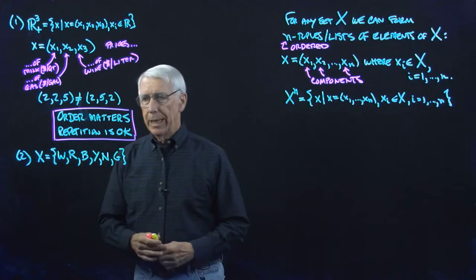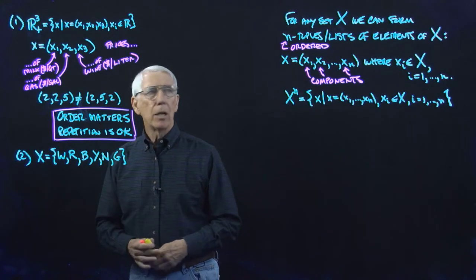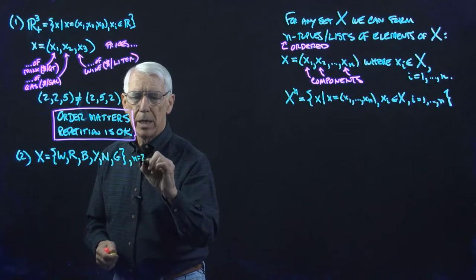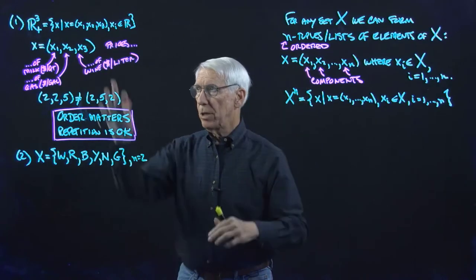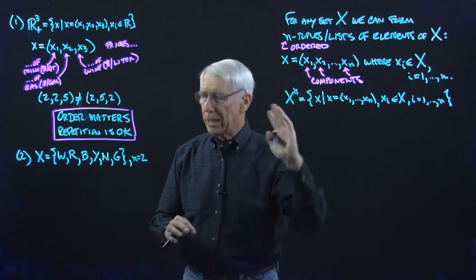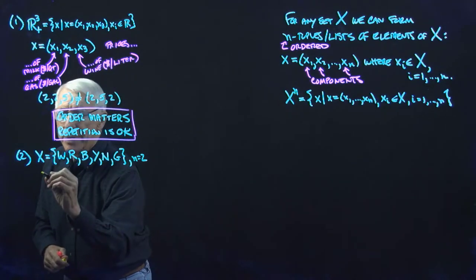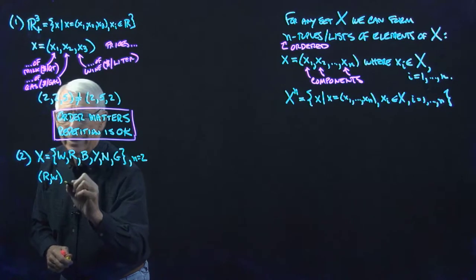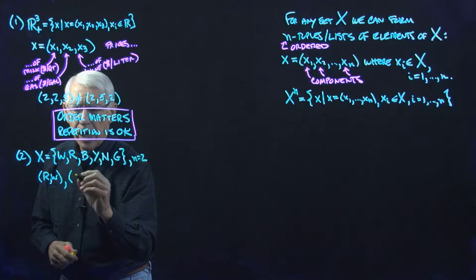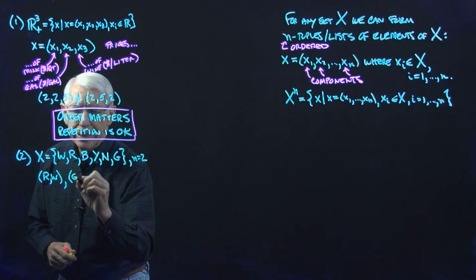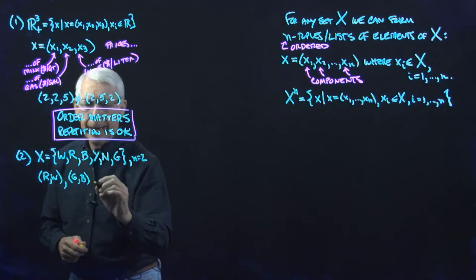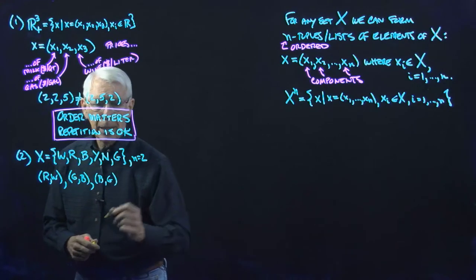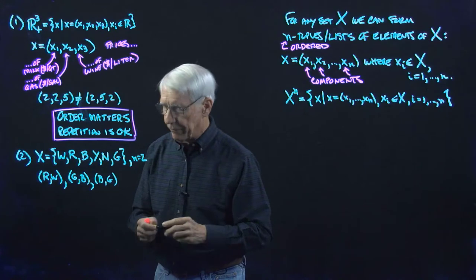And so again, let's look at some n-tuples. In this case, n is going to be 2. So let's let n be 2. And so I'm going to look at pairs, not triples, but pairs, and they will be ordered pairs because order matters. So let's look at some ordered pairs. Let's say red and white, and maybe green and blue. And let's look at blue and green. And we could make up lots of others, but that's probably fine right there.